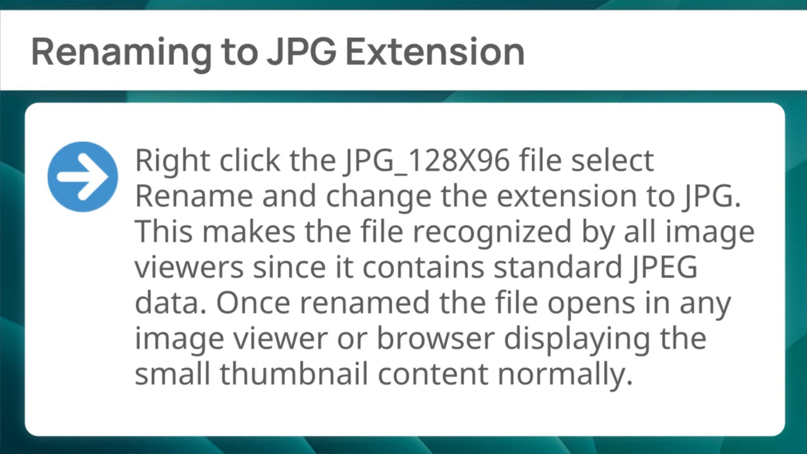Right-click the JPG 128x96 file, select Rename, and change the extension to JPG. This makes the file recognized by all image viewers since it contains standard JPEG data. Once renamed, the file opens in any image viewer or browser, displaying the small thumbnail content normally.